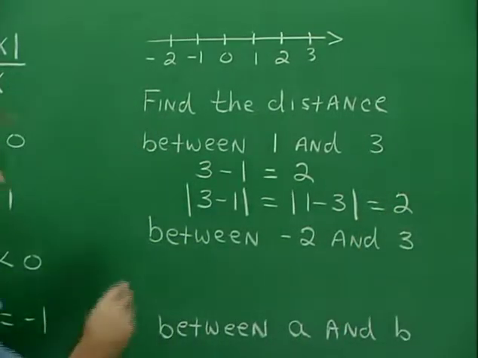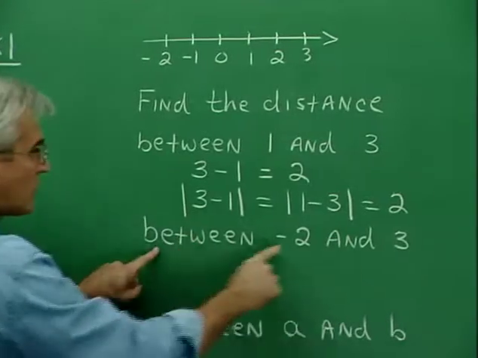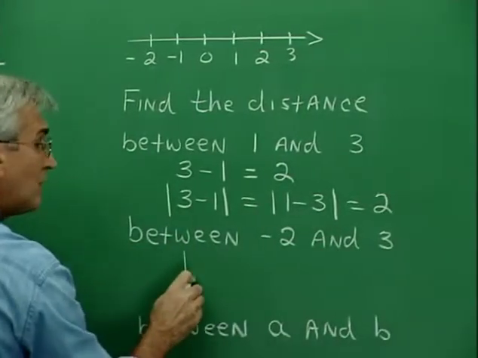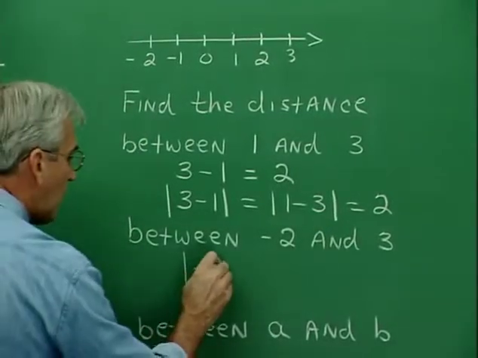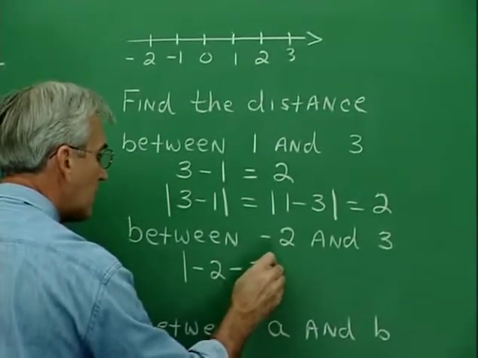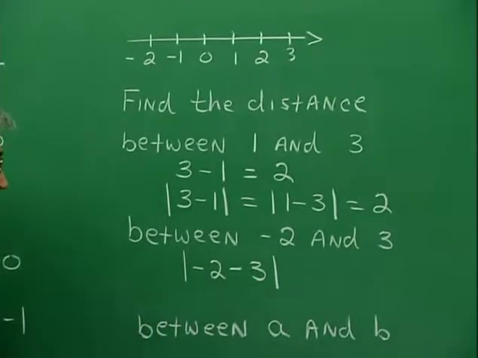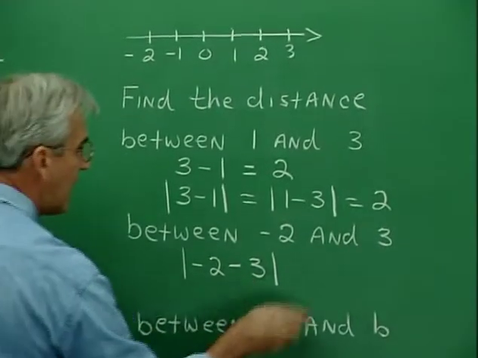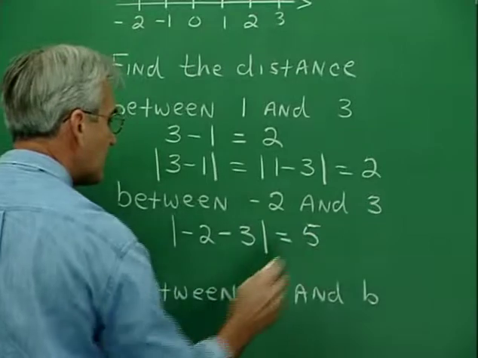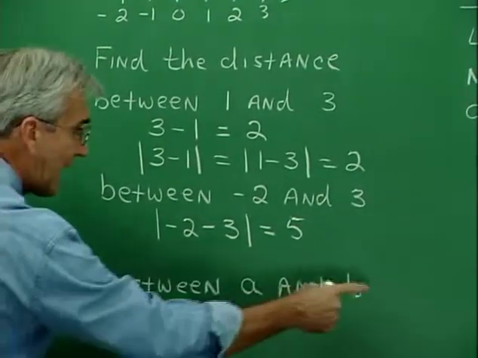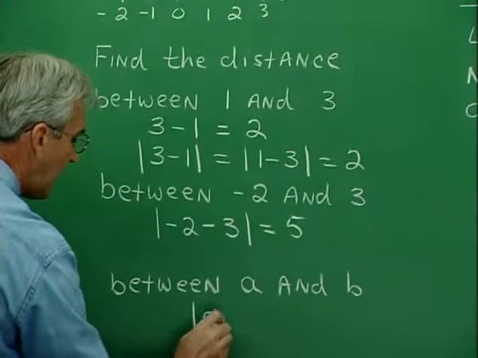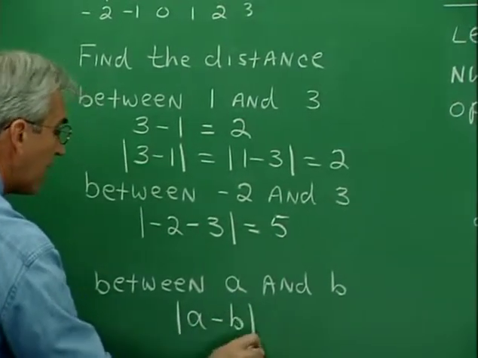This allows us then to very generally find the distance between negative 2 and 3. It's the absolute value of the relative difference between those two. So it's take one of them, subtract the other one, and evaluate the absolute value. This is negative 5. The absolute value of negative 5 is 5. And most generally, the distance between A and B is the absolute value of the difference between them.